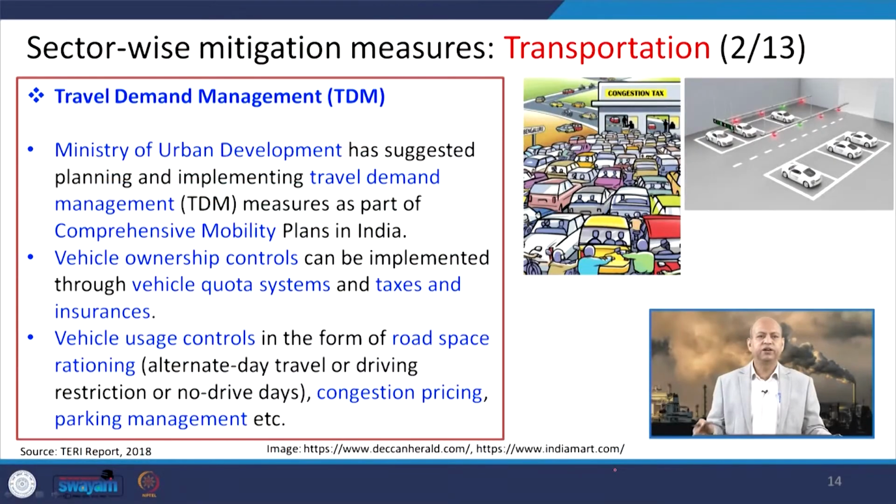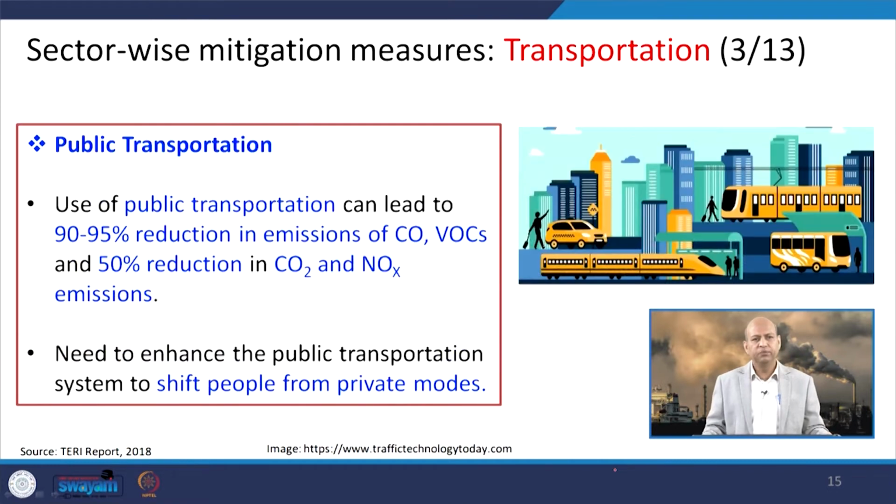Okay. So, there are other ways also, like vehicle use control can be in the form of road space rationing. You can have congestion pricing or parking management, or high price for parking at those critical zones where there are chances that more traffic may rush to that particular location. That way smooth movement of traffic can be managed.